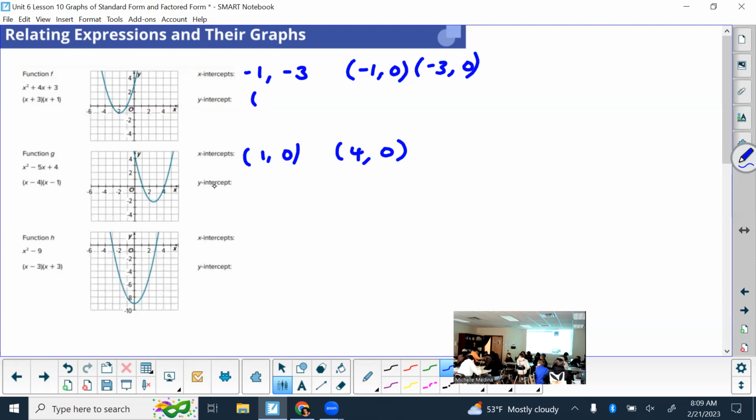Is it -1? No. Look at this one, the one that my mouse is on. Function g. 4. Okay, just 4. And in the coordinate form, it goes 0, 4, because it's when the x is 0. Table 8, function h. What are my x-intercepts for function h?